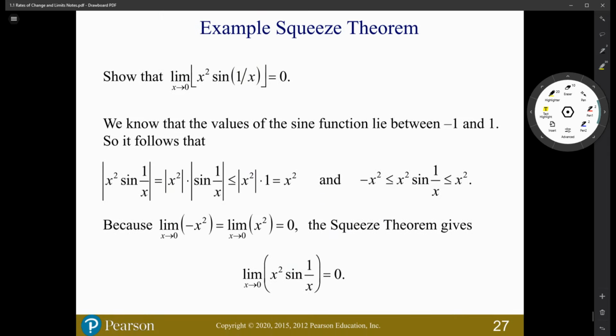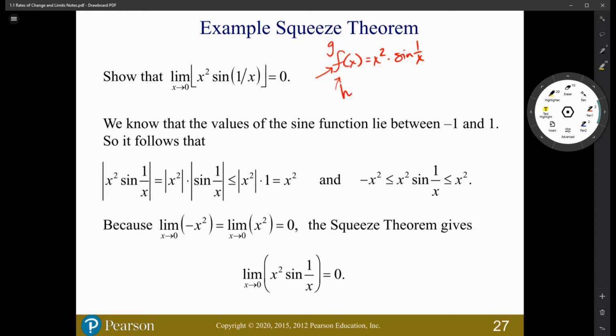And so here's an example of the squeeze theorem in action. Show that the limit as x approaches 0 of x squared sine of 1 over x is equal to 0. So if we say that the function f is x squared times the sine of 1 over x, and there's no way to find that limit on our own, what we can do is find a function that lives above it, find a function that lives below it, and squeeze f in between those two. And the work below shows how that can be done.